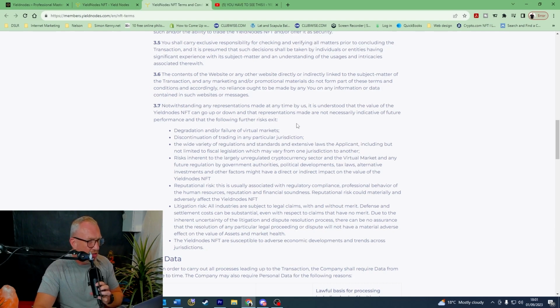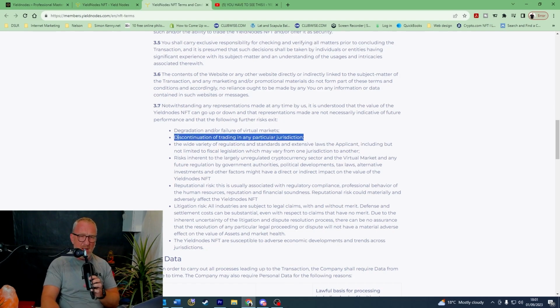notwithstanding any representations made at any time by us, it's understood that the value of the Yield Nodes NFT can go up or down, and that the representations made are not necessarily indicative of future performance, and that the following further risks exist. But anyway, there are loads and loads of terms here that point out why the value of your NFT might be worthless. And one of them is the discontinuation of trading in any particular jurisdiction. And again, it's very ambiguous. I don't really know what that means.